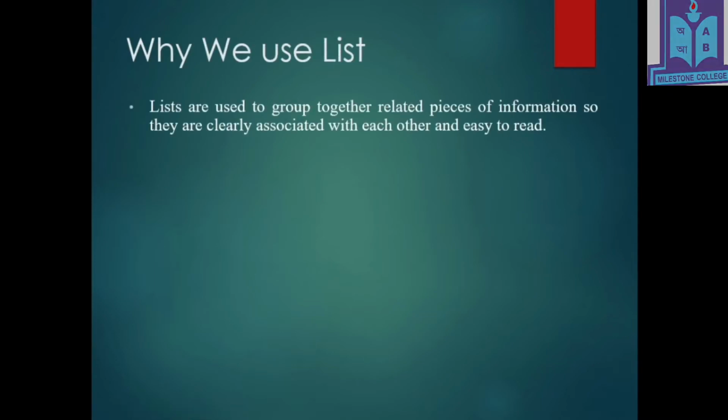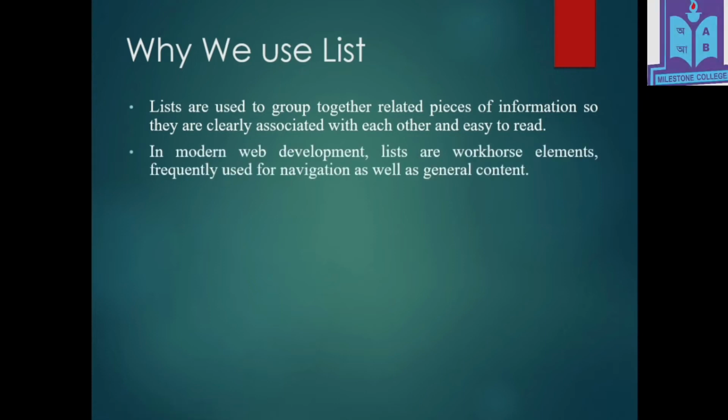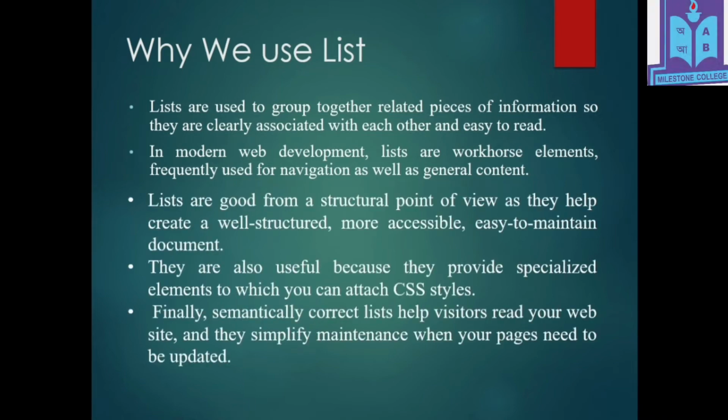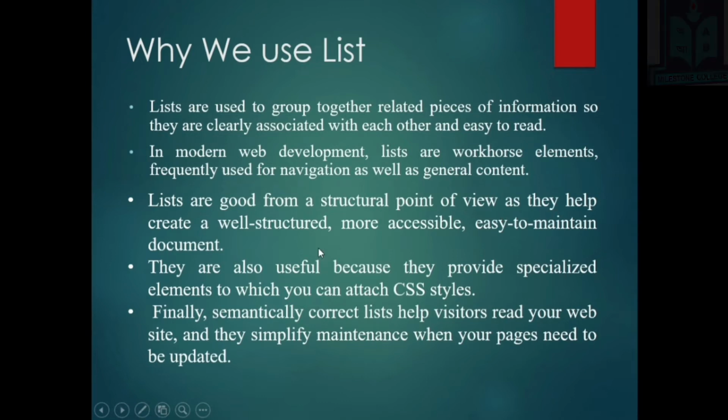So now, why do we use a list? Lists are used to group together related pieces of information, so they are clearly associated with each other and easy to read. In modern web development, lists are a workhorse element frequently used for navigation as well as general content. Lists are good from a structural point of view as they help to create a well-structured, more accessible and easy to maintain document. We can manage the whole document with a segment of a list.